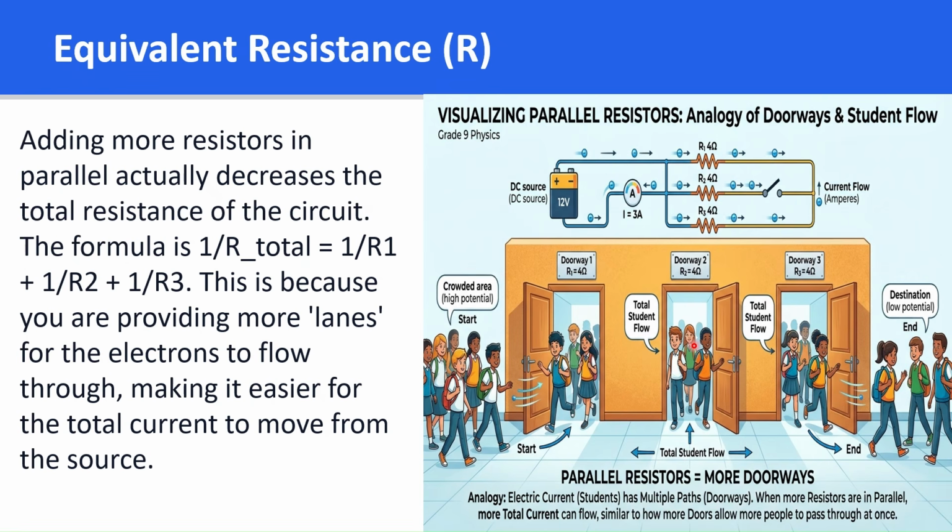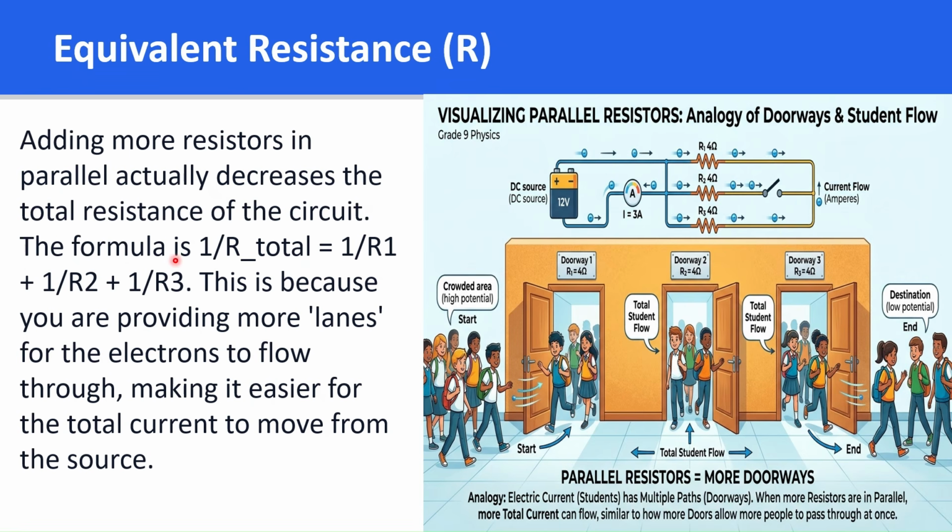So that's why it is difficult to get out. It's because there is only a small path. But in parallel, if there are more resistors, it means there are many paths. Adding more resistors in parallel actually decreases the total resistance of the circuit. It reduces what opposes the electric current.